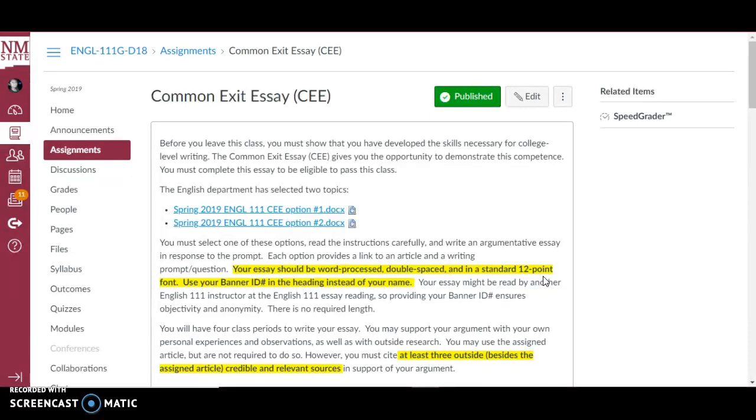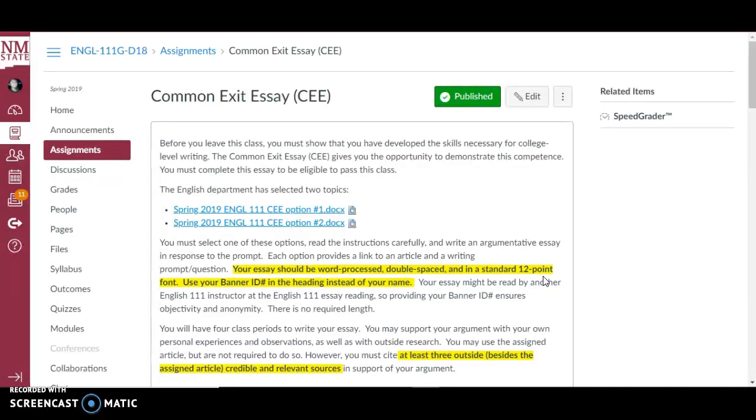If the essay is a pass, then you can revise any essay you want for the portfolio. If the Common Exit essay is not a pass, then you have one more opportunity to revise it. That revision will be due with your portfolio at the end of the semester. If at that time your Common Exit essay is still a no pass, then you are not eligible to pass the class and your grade will be changed to an F.